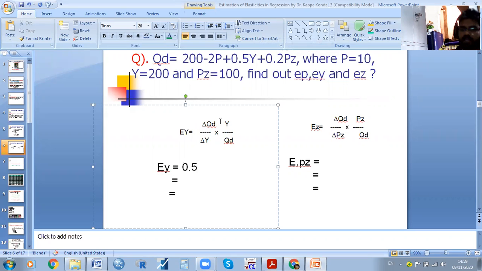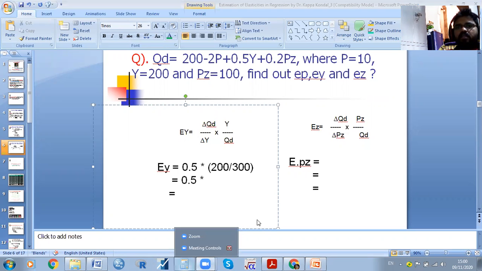0.5 into Y. How much is Y? They mentioned here Y is equal to 200, divided by QD. How much is QD? Already we estimated 300. Then as it is, we can take 0.5 into 200 by 300. How much are you going to get?